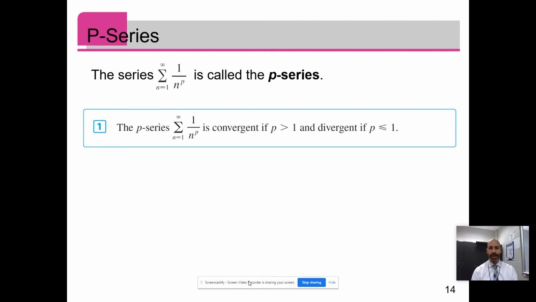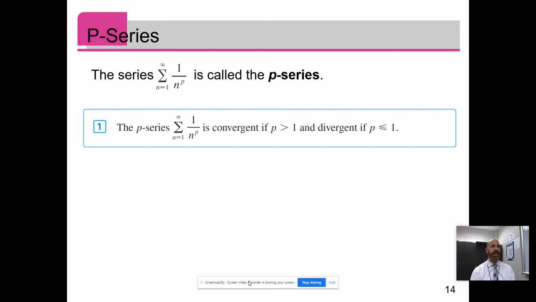Here is the second most important slide. So this is another one you want to definitely make sure you know, and this is for P series. This one's actually even easier than the last one, because the last one you basically have to evaluate an improper integral, which can be difficult. So here's what you need to know about a P series.